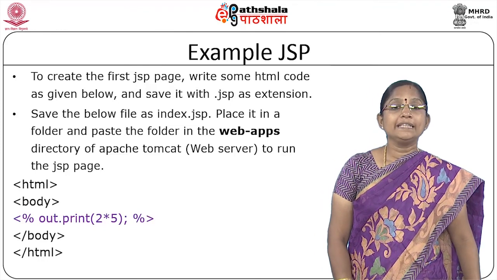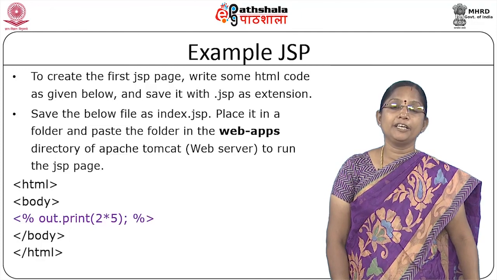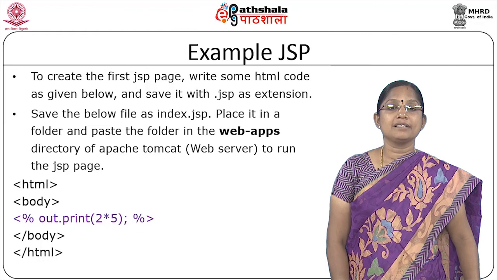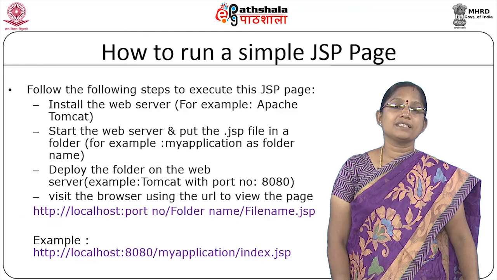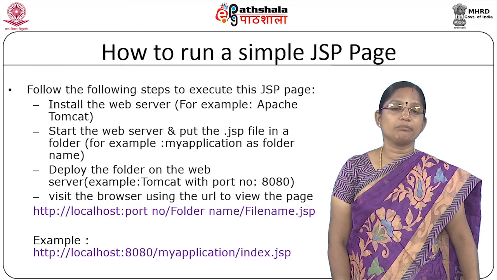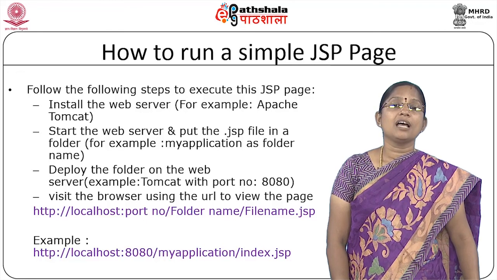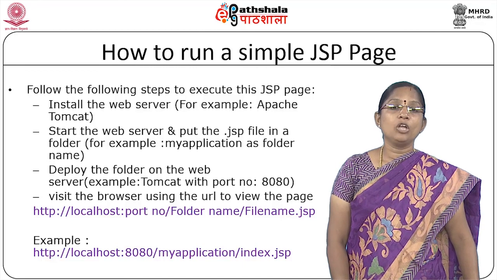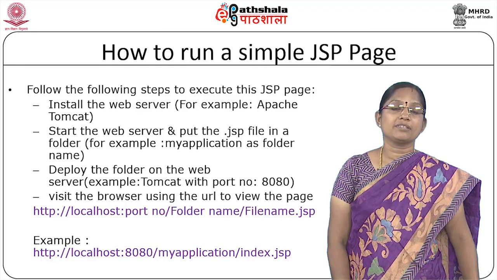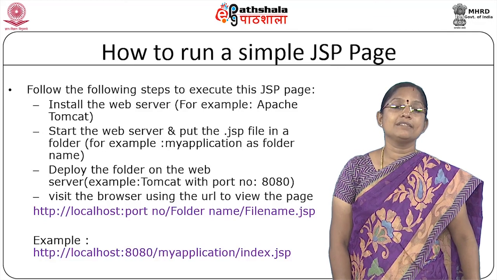Here, in the web apps directory of Apache Tomcat, we are going to create a folder with a desired name. Under that folder, this JSP page is going to be placed. Now let us see the steps of running a simple JSP page. The first step says to install the web server. Let us take Apache Tomcat as an example. Then start the services of the web server. After that, create a new folder called My Application. Inside the My Application folder, let us place this JSP file called index.jsp. Then deploy this My Application folder on the Tomcat web server. For Tomcat, we assume we are going to use port number 8080 to get the services.